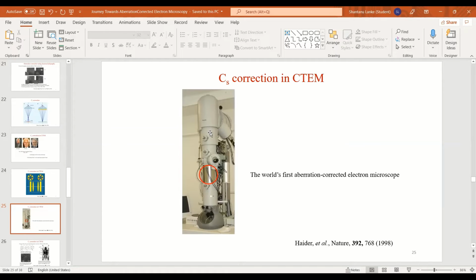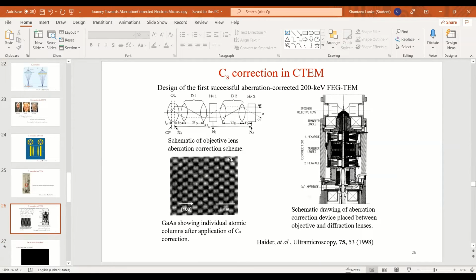In 1998, this microscope was a Philips CM200, a 200 kilo electron volt microscope. Here you can see the circled component: the image corrector made up of a double hexapole lens system. Even if it sounds simple in theory, in reality it's actually difficult. The beam path is really complicated. Here you have the objective lens, the transfer doublet, the first hexapole and the second hexapole. At that time, they imaged a gallium arsenide sample. The resolution was not very high in the first aberration-corrected electron microscope, but it was 1.2 angstroms, and the atomic spacing between gallium and arsenic is 1.4 angstroms. So you can see that we can easily resolve this 1.4 angstrom atomic spacing.